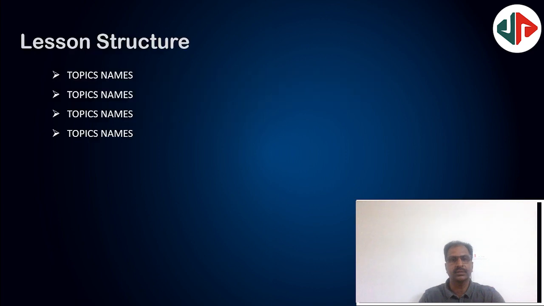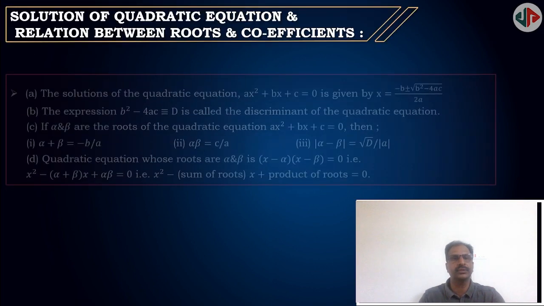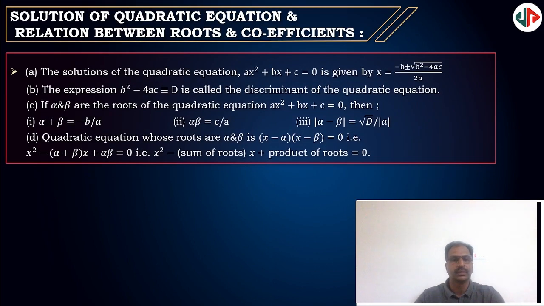Let us discuss quadratic equations concept first. What is the general quadratic equation? Standard quadratic equation is ax square plus bx plus c is equal to 0, where a, b, c are either real numbers or complex numbers such that a should not be 0.